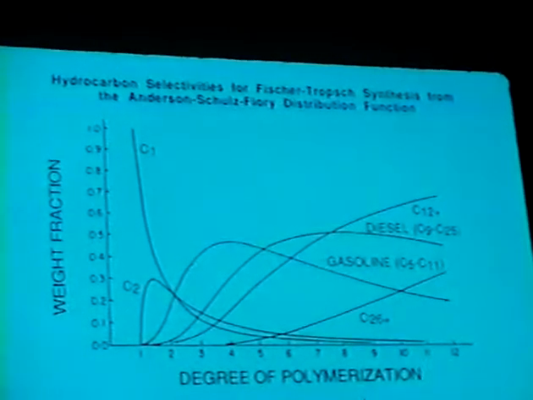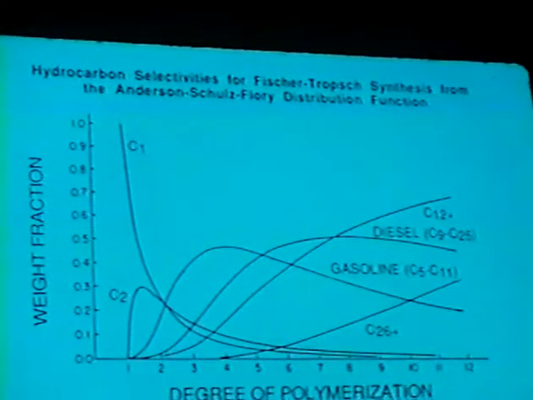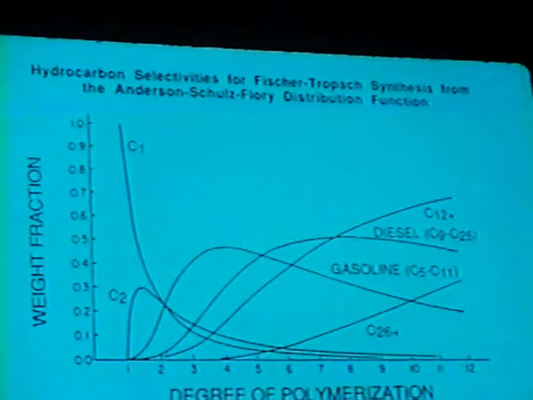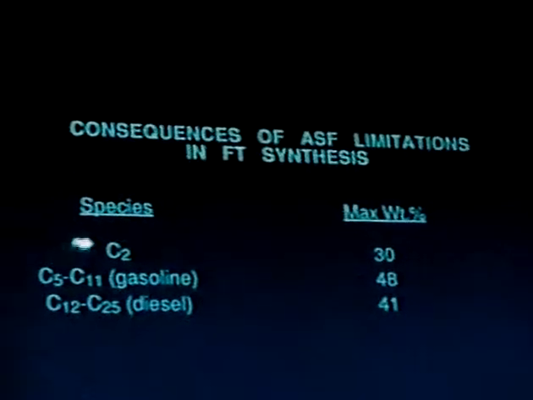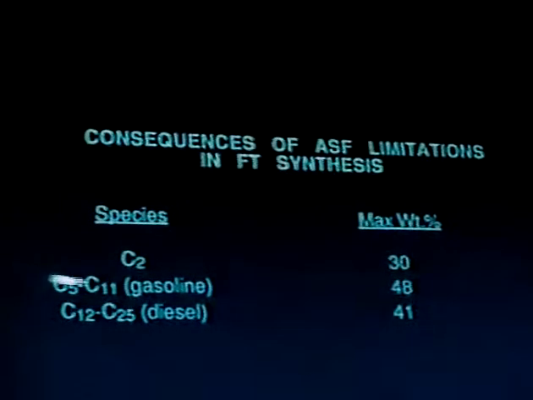Now, one of the major limitations I mentioned was the selectivity problem. Selectivity in Fischer-Tropsch synthesis is governed by the Anderson-Schulz-Flory kinetics because this is a polymerization process. And this shows the product distributions predicted by Anderson-Schulz-Flory kinetics as a function of the degree of polymerization. The first point is that no one product other than methane can be produced at 100% selectivity, and most of the other products only at poor selectivity. For example, on the next slide, C2s at a maximum selectivity of 30%, gasoline and diesel fuel 48 and 41%, 70%, however, for the waxes.